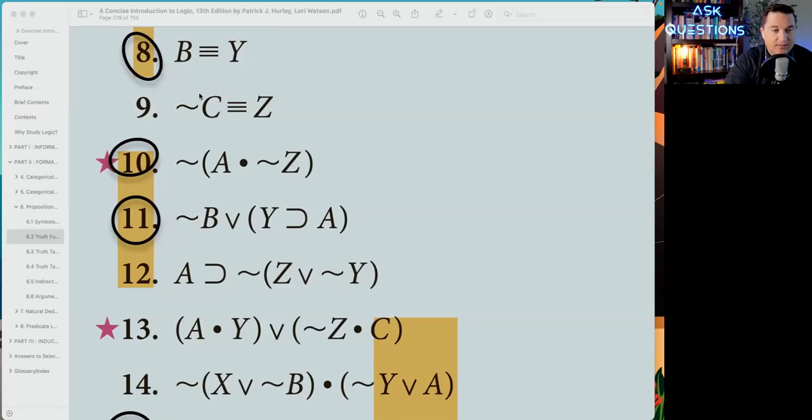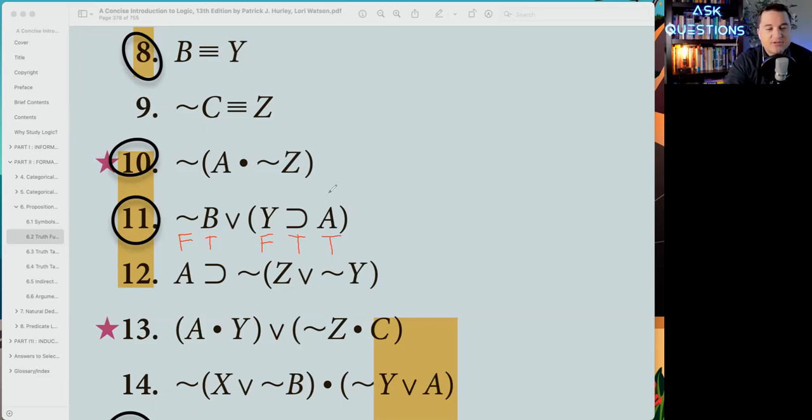With 11, we're getting more complicated. So B, we know, is true by definition. The negation of a true statement is going to be false. Y is false by definition. Again, if you look at the instructions here, that's where we get that F. A is true by definition. So inside these parentheses here, we have a horseshoe statement. The left side's false, the right side's true. So what goes here? Well, we could look at the chart, but hopefully now you're like, oh, I remember, that's true.